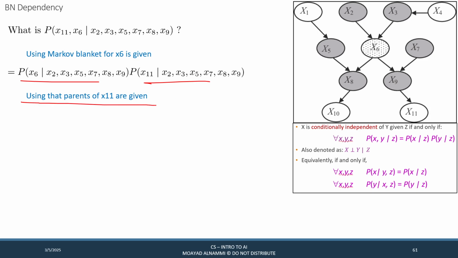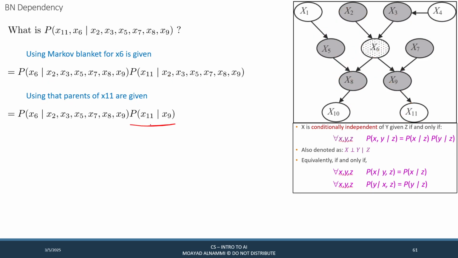And then using that the parents of x11 are given, this is x11 and we are given its parent x9, and so we know that it's independent of everything else in the network here, and so we could have simplified this query as well, right? So these properties are very helpful to simplify the query. It's hard to see it.